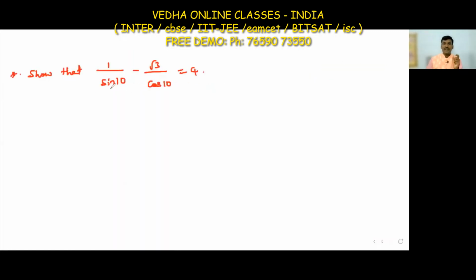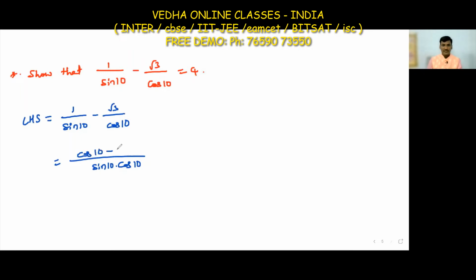Show that 1 by sin 10 minus root 3 divided by cos 10 is equal to 4. Now I am taking the LHS: LHS is equal to 1 by sin 10 minus root 3 divided by cos 10. Take the LCM here, LCM is sin 10 into cos 10. Taking the LCM, we get cos 10 minus root 3 into sin 10.